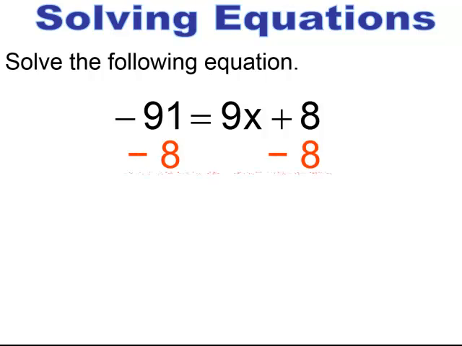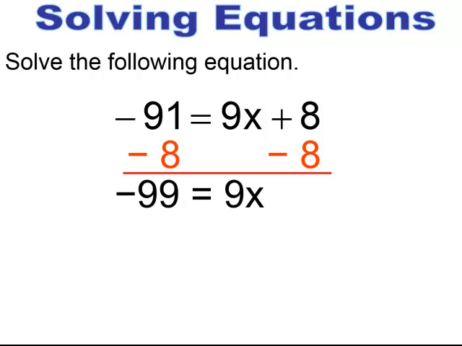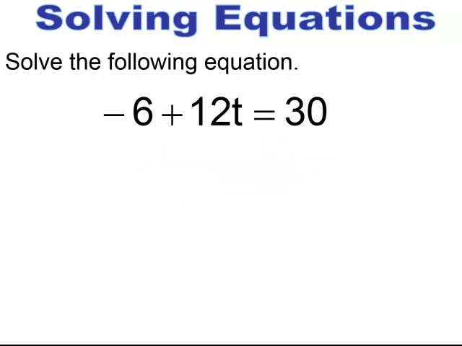So the first step here, be careful, you have to subtract that 8. And now you have same sign, add and keep the sign. So I end up getting a negative 99 equals 9x. And now you need to divide. You're going to divide through by 9, and you get your solution here, x equals a negative 11. Pause and try.